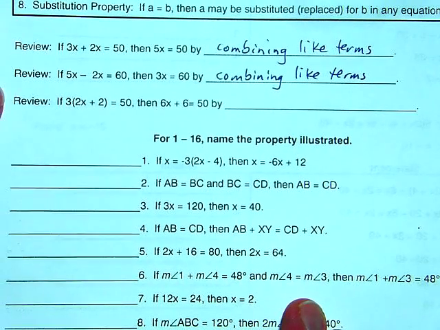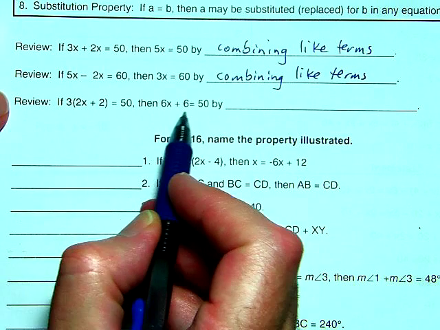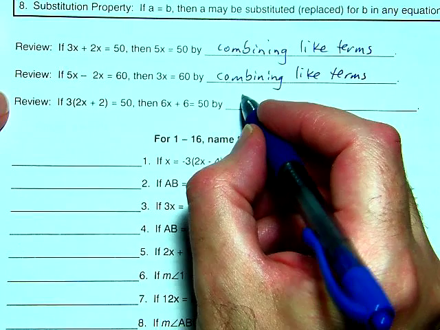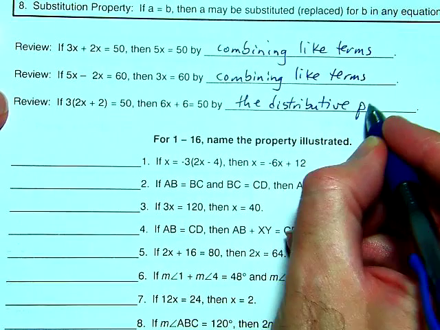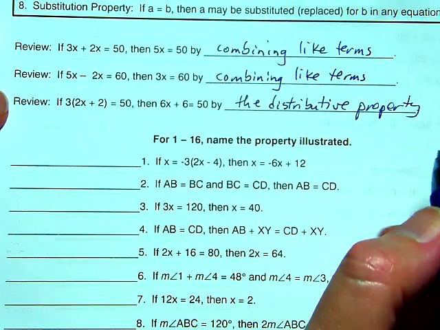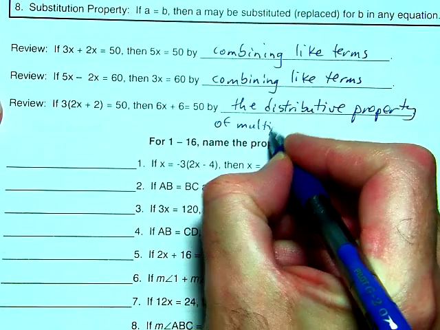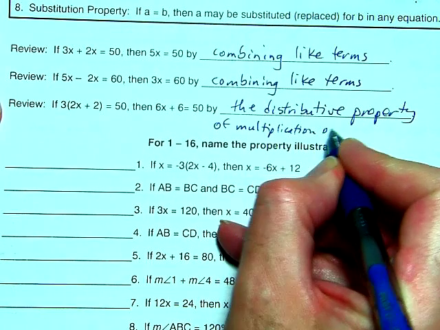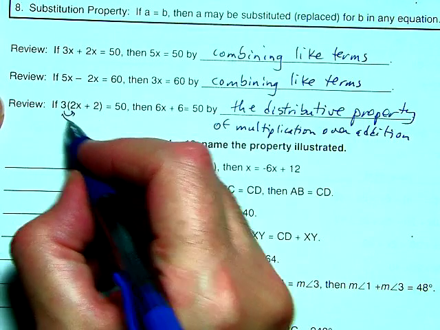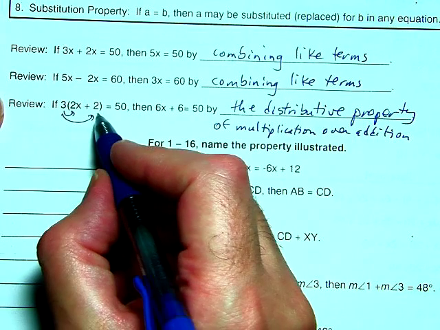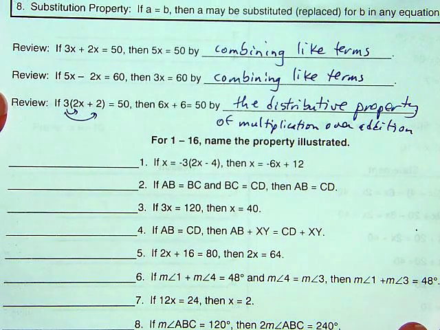And if 3 times in parentheses 2x plus 2 equals 50, then 6x plus 6 equals 50 by the distributive property. And to be more specific, it's actually the distributive property of multiplication over addition. Here, 3 was multiplied by 2x and by 2 to give 6x plus 6. So these are not properties of equality, these are properties of algebra.